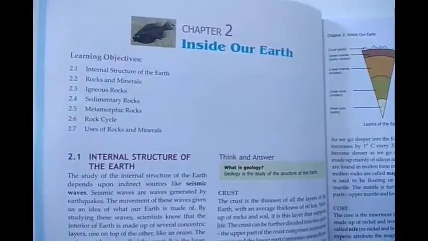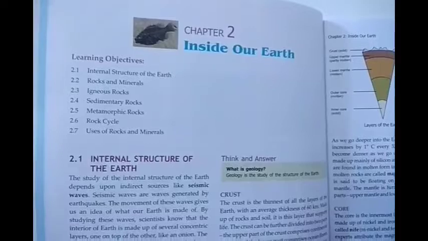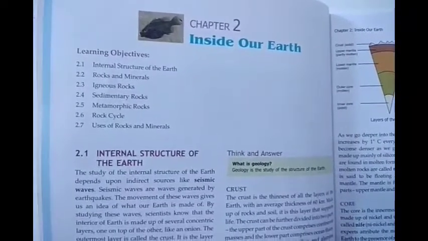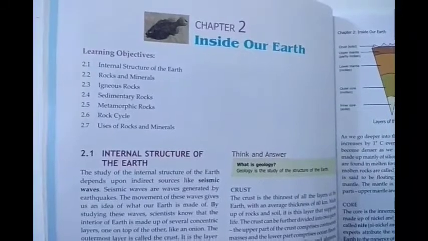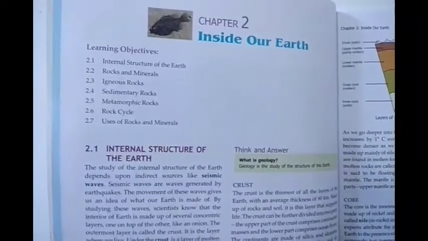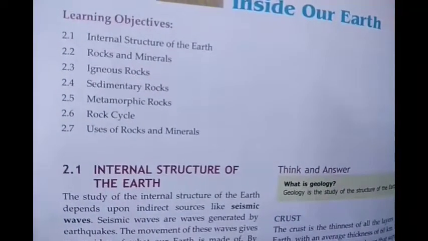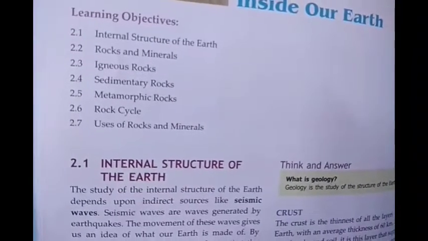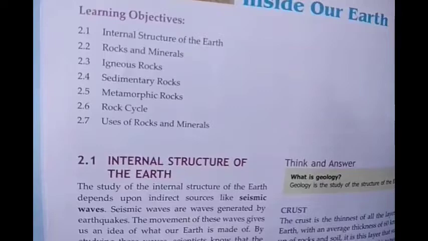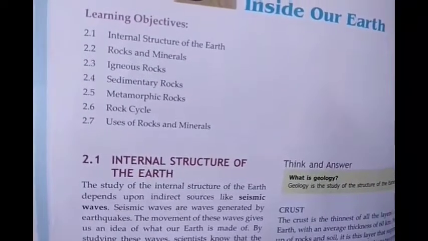Hello dear students, today we are going to discuss chapter 2 of Geography, Inside Our Earth. The learning objectives, that is, what you're going to learn in this lesson, are the internal structure of the earth, rocks and minerals, the different types of rocks, that is igneous, sedimentary, metamorphic, the rock cycle and the uses of rocks and minerals. So let us begin the lesson.